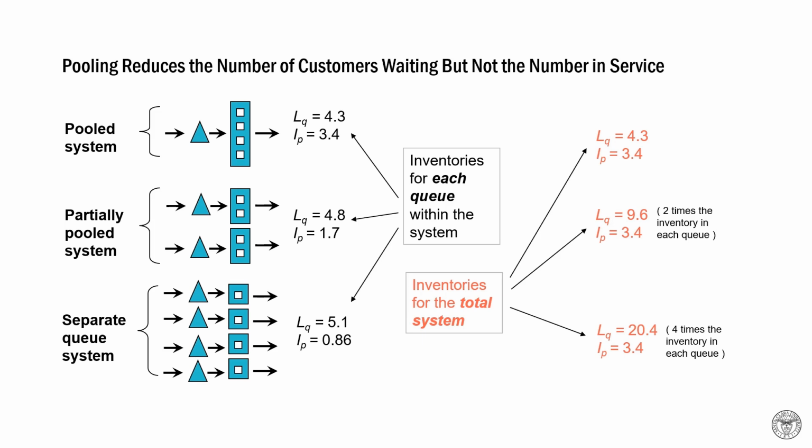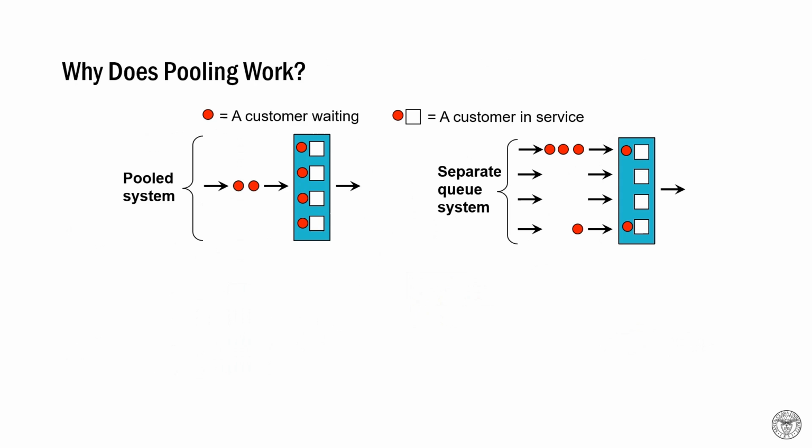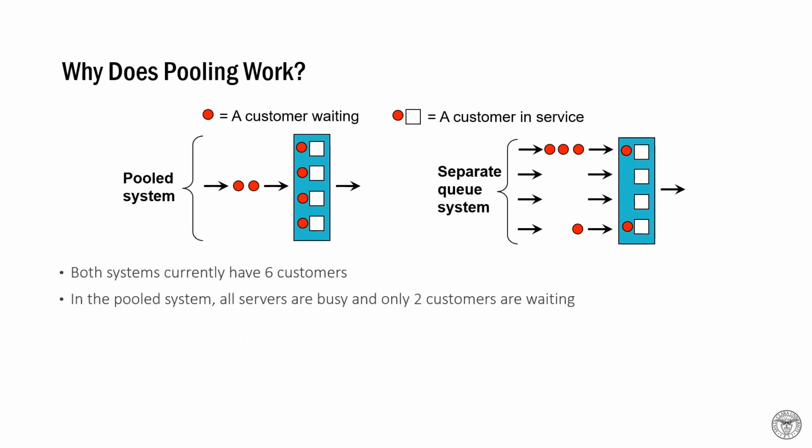This demonstrates the power of pooling. It significantly reduces the number of customers waiting, but does not alter the number in service. Pooling is an effective strategy for queue management because it optimizes the use of resources and minimizes customer waiting time.